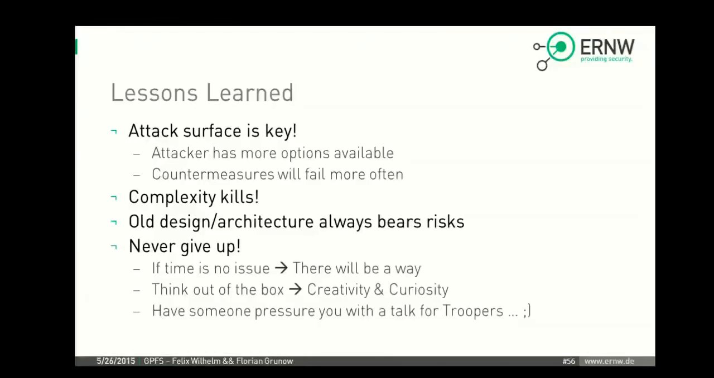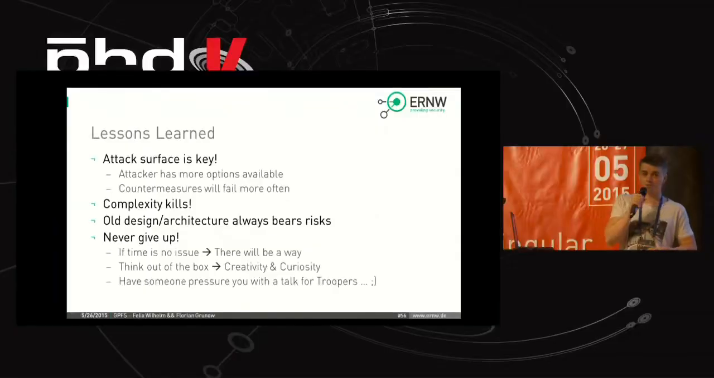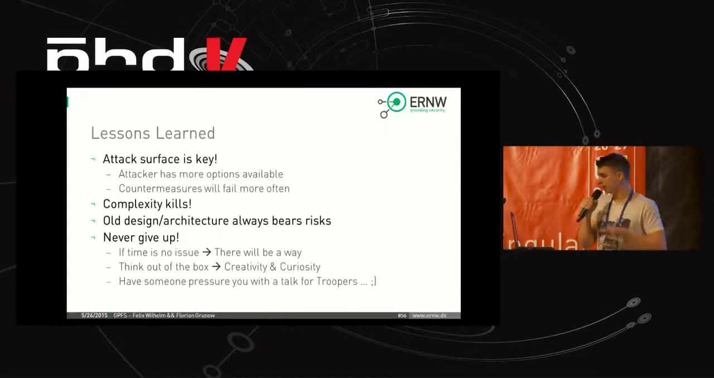Some final lessons learned. Basically, attack surface is the key. If you have a large attack surface, you will get problems. Complexity kills, because GPFS is a really impressive architecture and implementation, but it's incredibly complex, incredibly old, so you will find bugs in it. And never give up, so even if some of these bugs look a bit tricky, in the end you probably get a working exploit out of them.